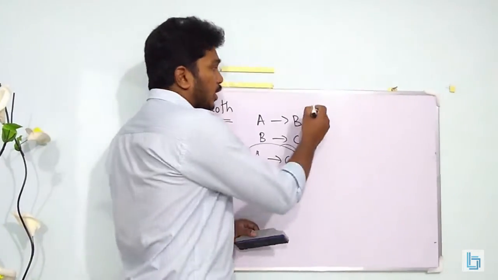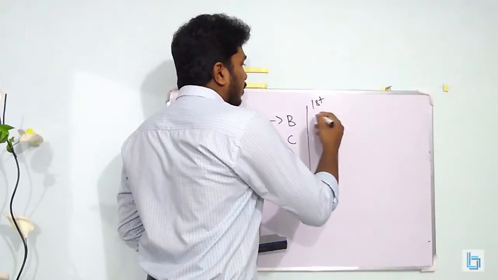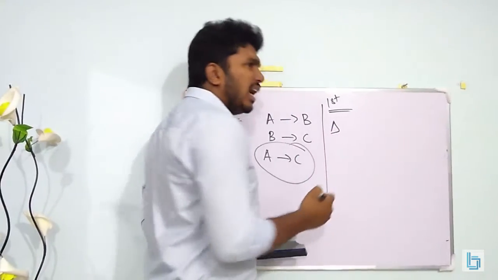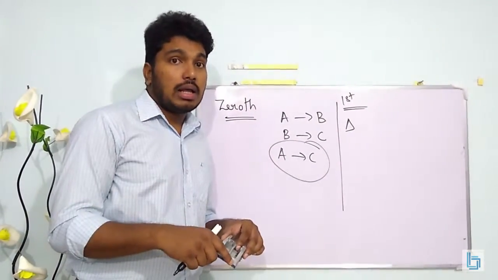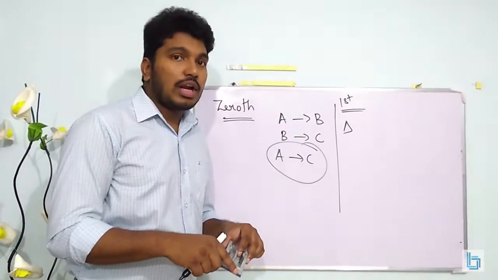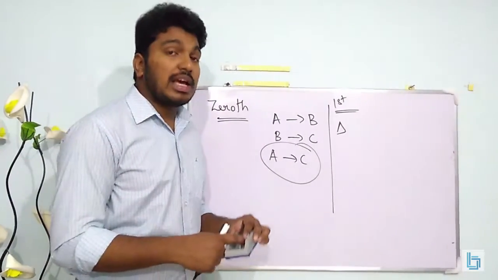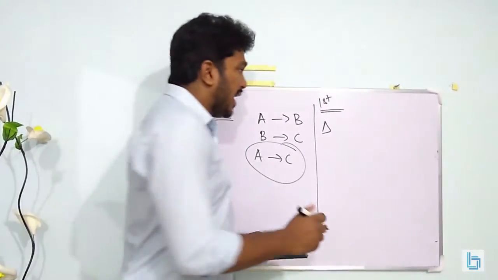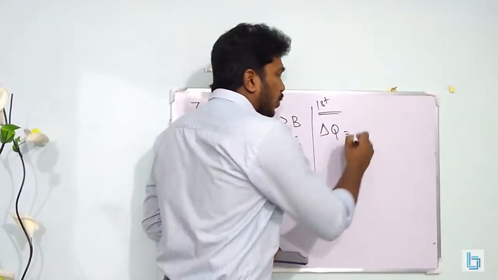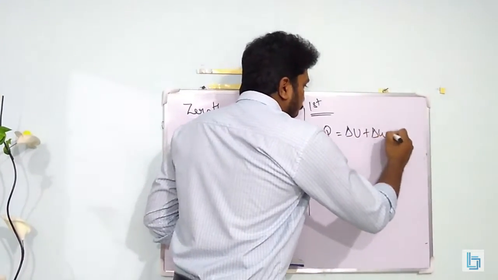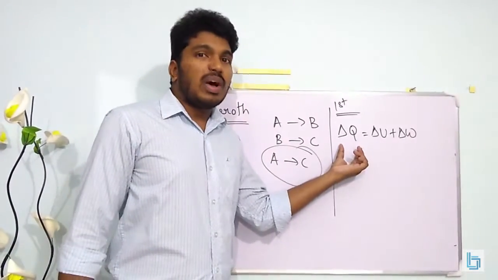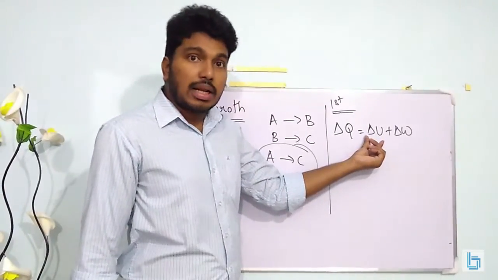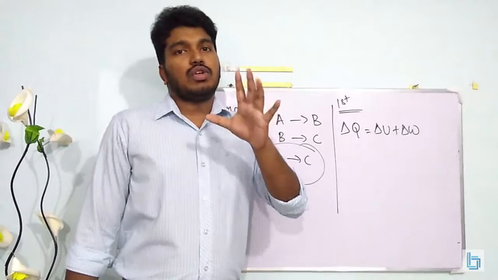Now moving on to the first law of thermodynamics. There is a small difference from what you have learned in chemistry. Here we are dealing with the work done by the system. We are not considering the work done on the system in physics. So because of that, this is a small difference. And here delta Q is equal to delta U plus delta W. Delta Q, the quantity of heat supplied, is used for two purposes: one, for increasing the internal energy, and two, for doing some work.